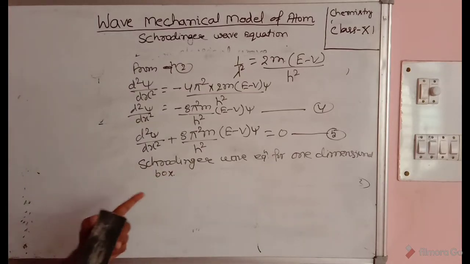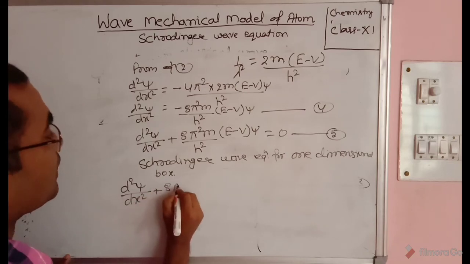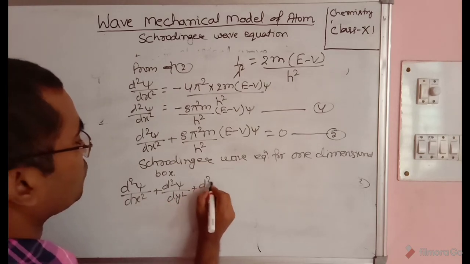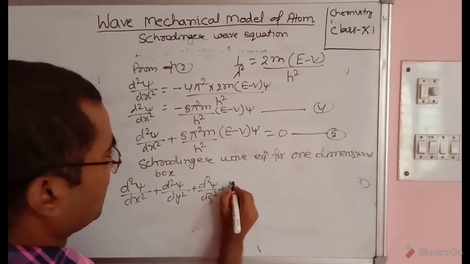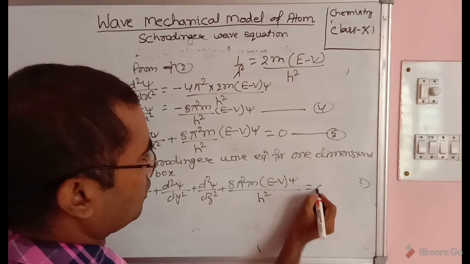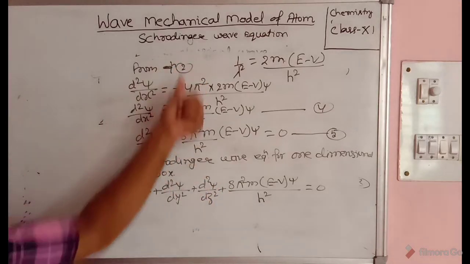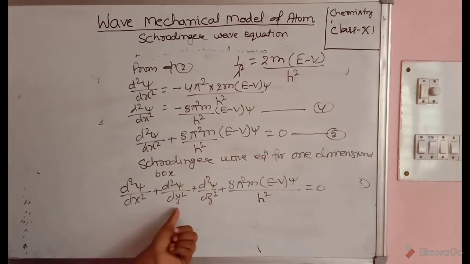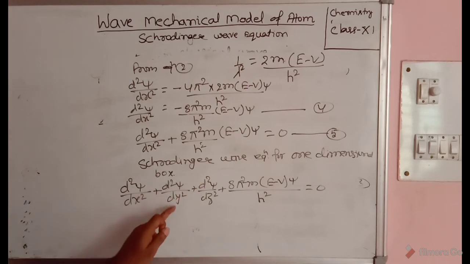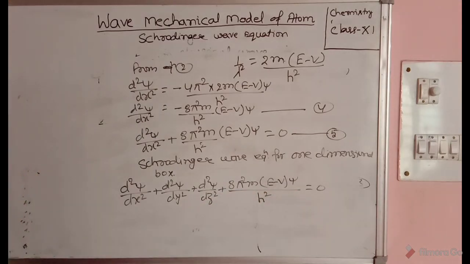For three dimensions, this equation can be written as d square psi by dx square plus d square psi by dy square plus d square psi by dz square plus 8 pi square m E minus V psi by h square is equal to 0. This equation is for the three-dimensional box. That is the Schrodinger equation, for one dimension and for three dimensions.